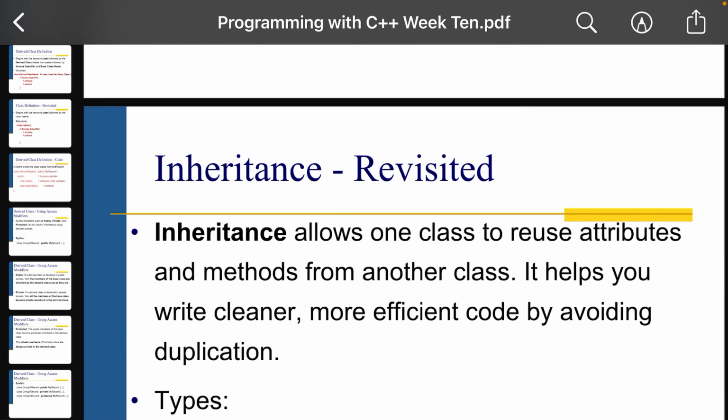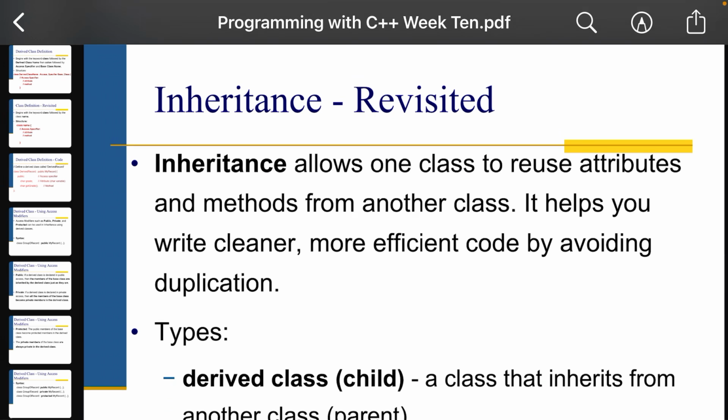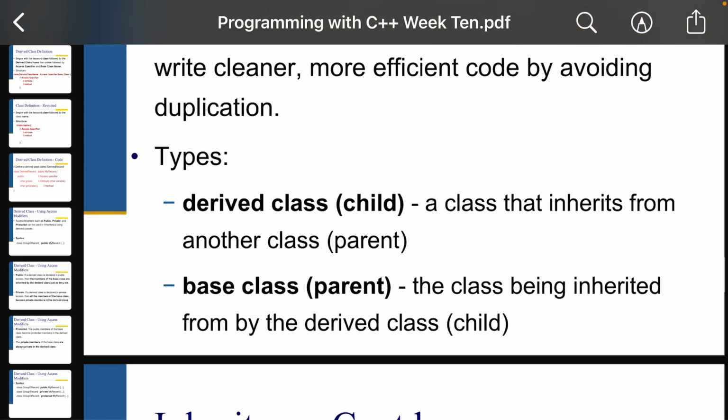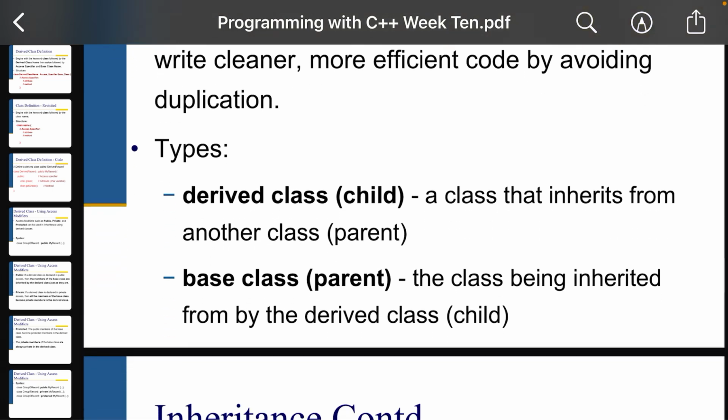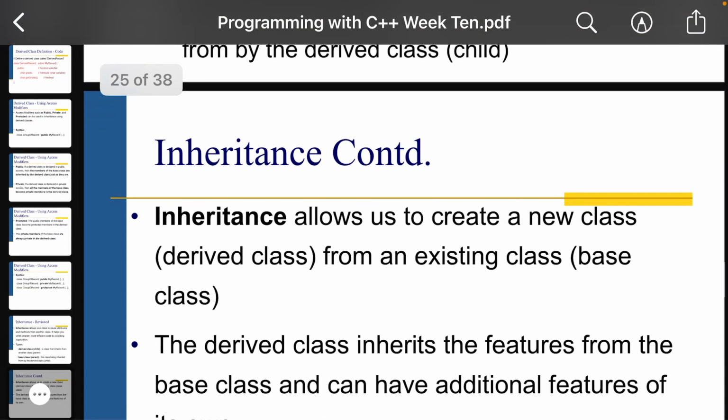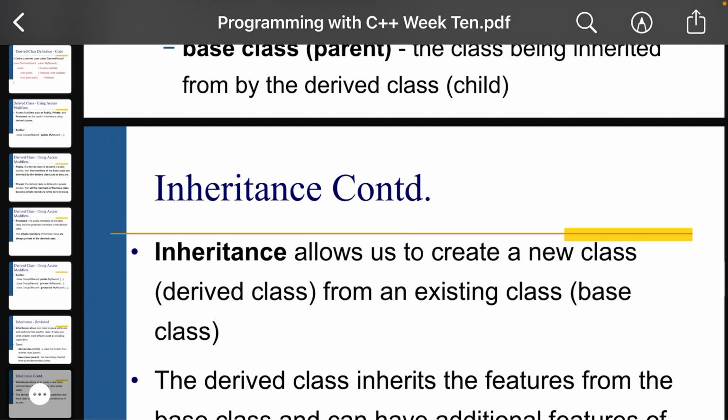Inheritance, revisited. Inheritance allows one class to reuse attributes and methods of another class. It helps you write cleaner, more efficient code by avoiding duplication. And with the types of inheritance, you have the derived class, which is the child, and the base class, which is the parent. We are revisiting this because we are going into details, and this was in week 9, or lesson 9.